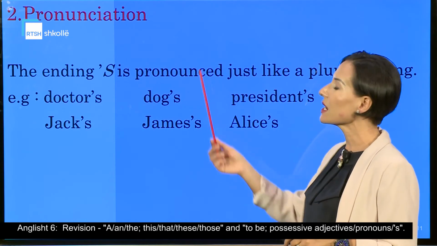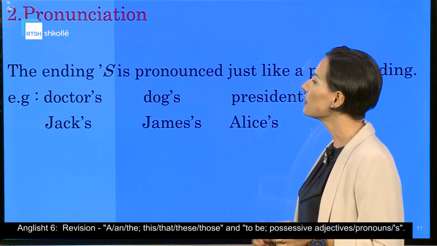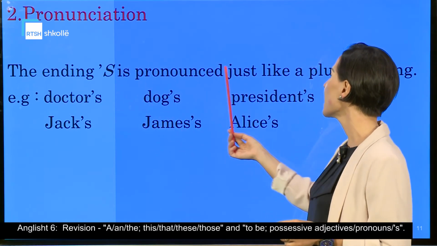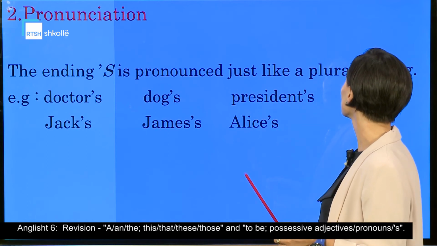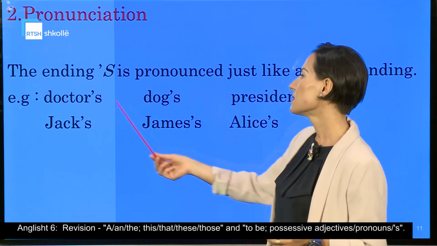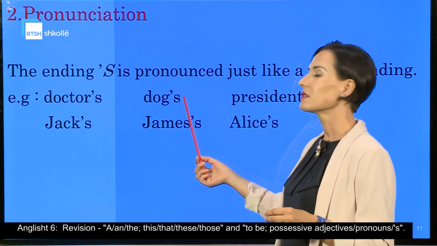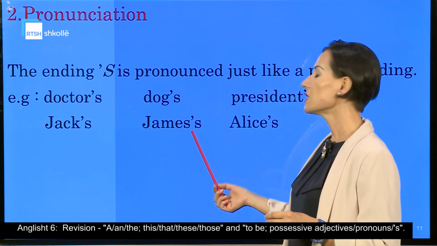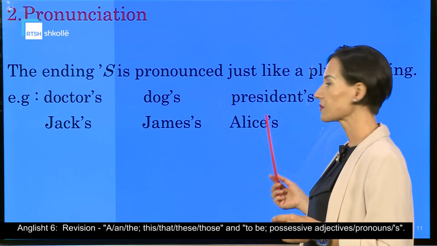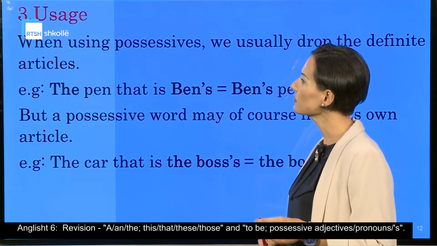Let's pay attention to its pronunciation. The ending apostrophe s is pronounced just like a plural ending. For instance, doctor's, Jack's, dog's, James's, president's, Alice's.